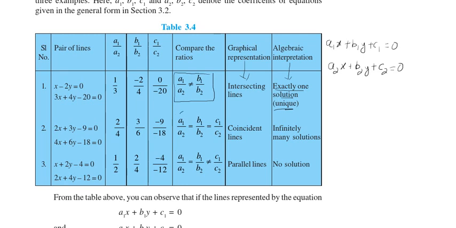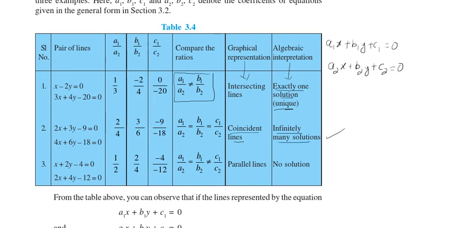If a1 upon a2 is equal to b1 upon b2 and equal to c1 upon c2, that means all three ratios are equal. Don't take the variables x and y, leave them out and take only the coefficients a1 upon a2, b1 upon b2, c1 upon c2 with the sign. If you find they are equal, it is called coincident. Coincident means overlapping lines, and they have infinitely many solutions. So this also you have to remember.